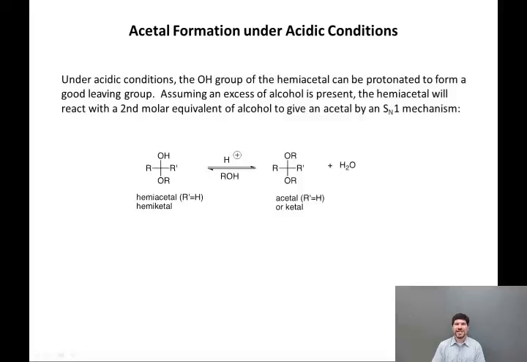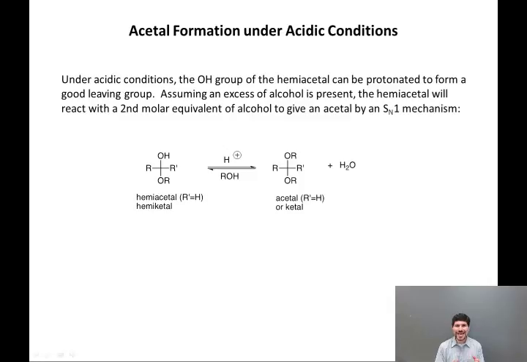In the last video, we considered hemiacetal formation under acidic conditions. However, under acidic conditions, as I alluded to at the end of that video, the hemiacetal will actually react further to give an acetal. So how does this happen? Well, under acidic conditions, the OH group of the hemiacetal can be protonated to form a good leaving group.